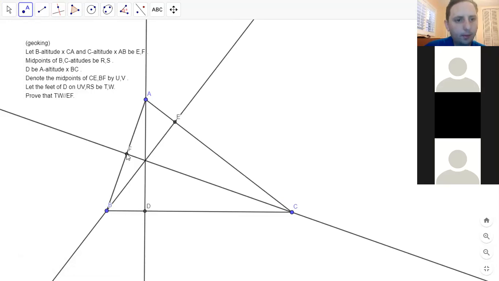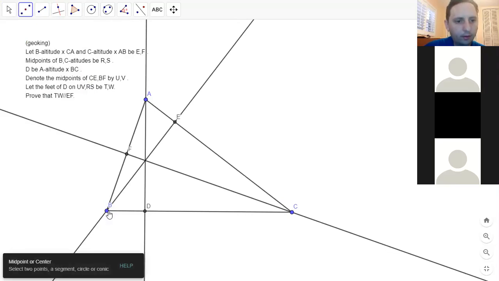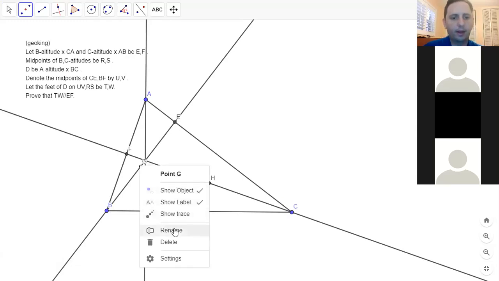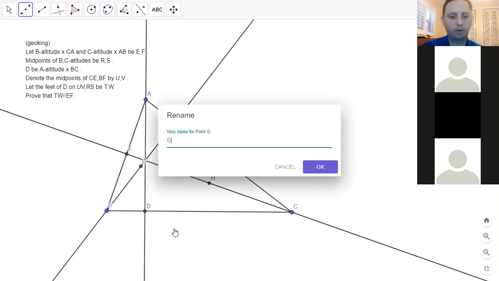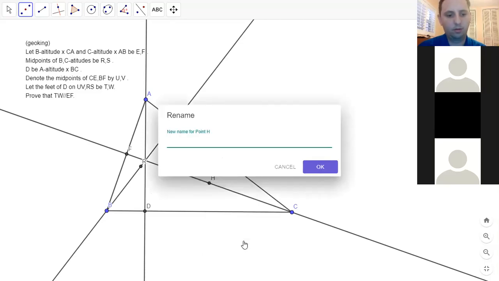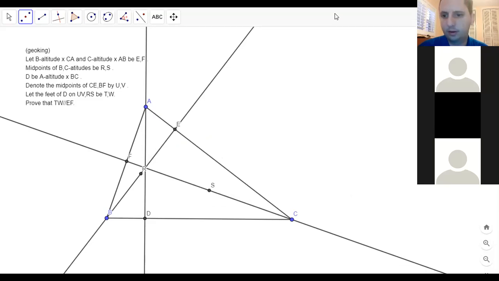The midpoints of the B and C altitudes are R and S. So RS is basically the Gauss line of that quadrilateral, right? Actually, I think we denote the wrong midpoints. Oh, really? Sorry, let me check the chat. CE and BF. Okay.